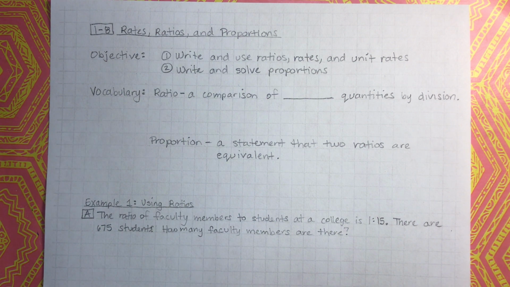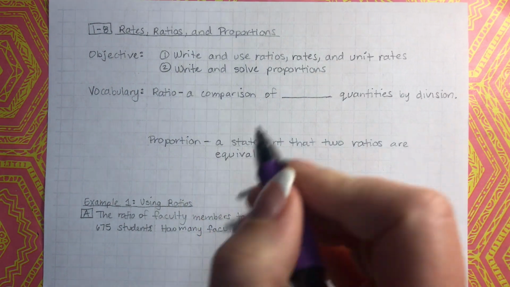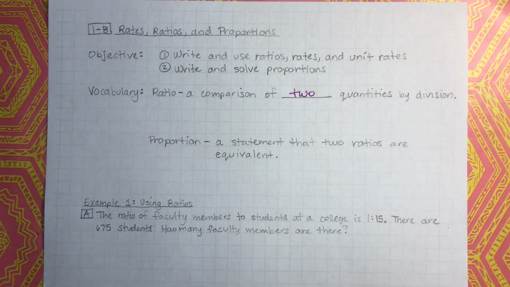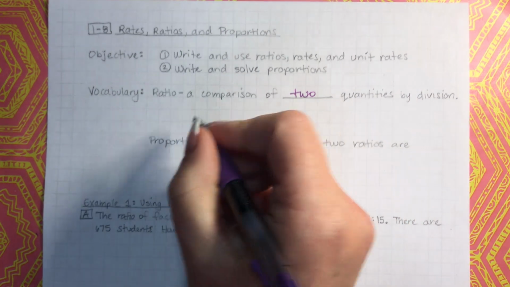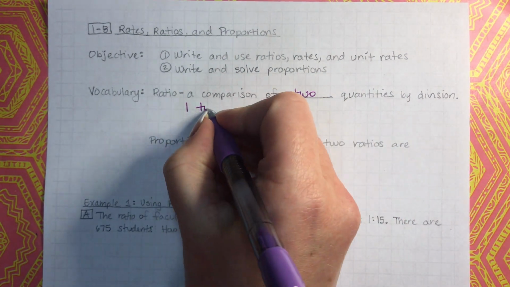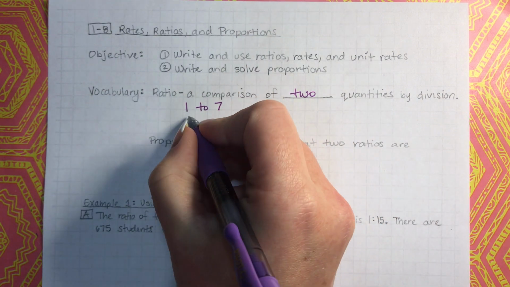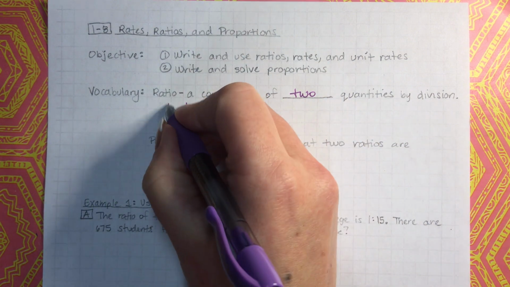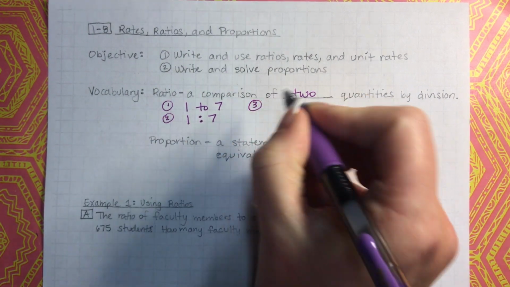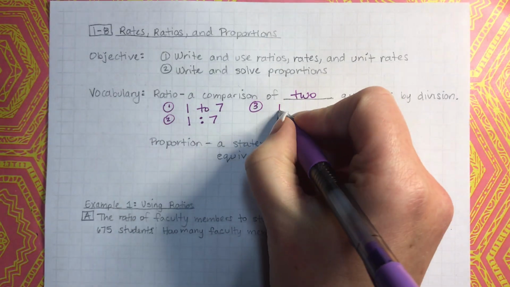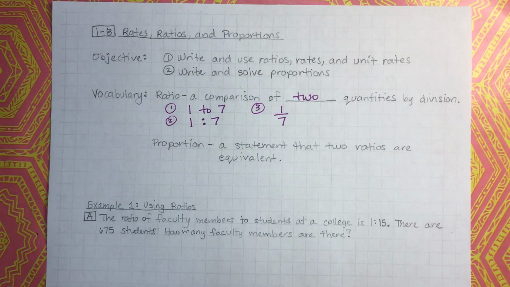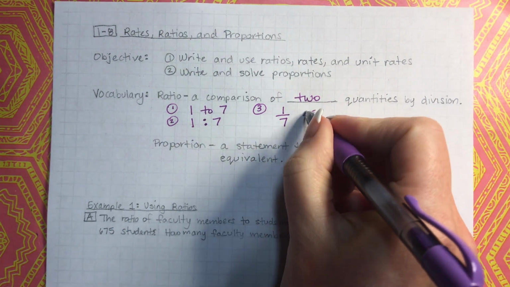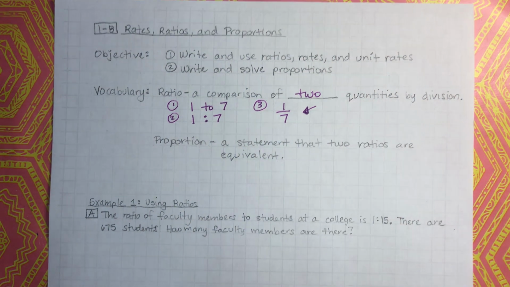The first one is a ratio. A ratio is a comparison of two quantities by division. So you might see something like 1 to 7. That's a ratio. You could see it written as 1 to 7, or as a third way, which is how we are going to express it in this class, 1/7. All three of these are ratios, and we are going to use this format for this lesson.